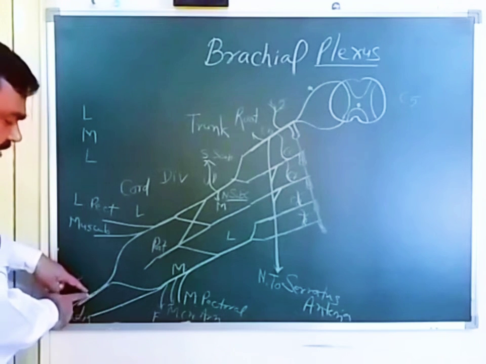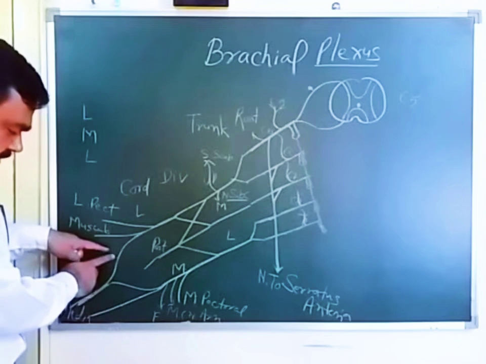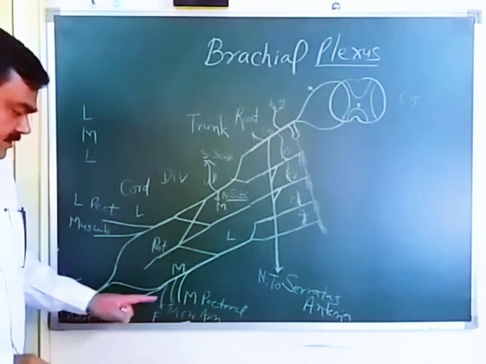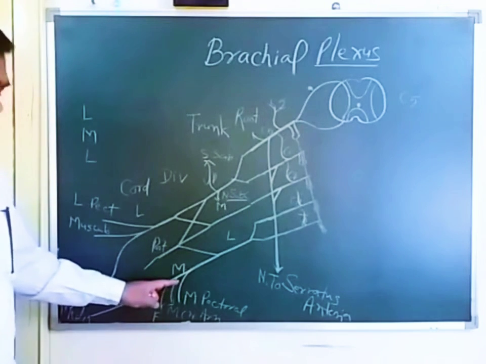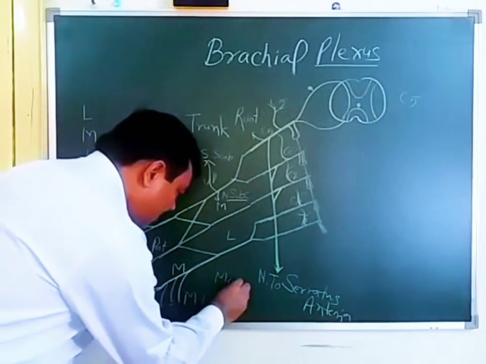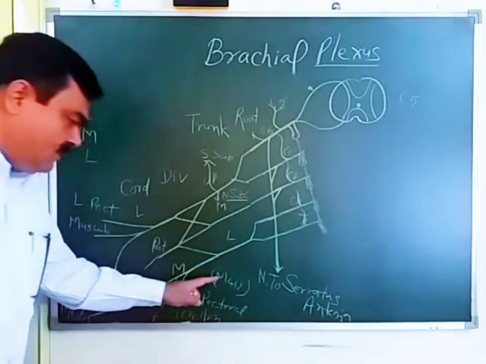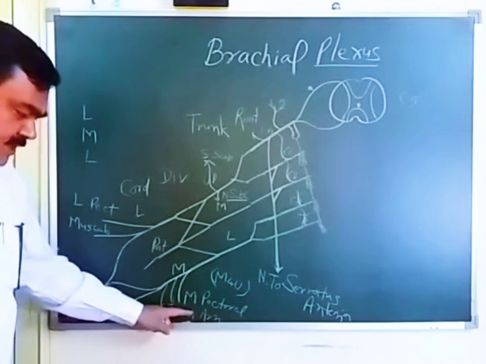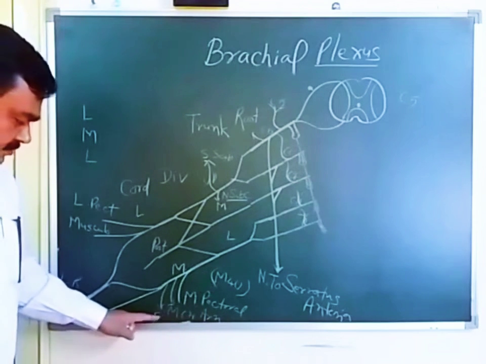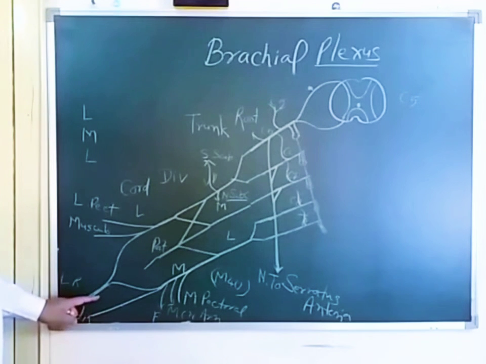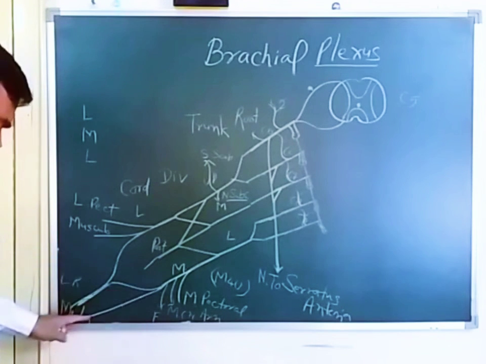So this is the median nerve. It has two roots, lateral root and medial. So medial cord gives 5 branches. You can remember by M4U. There are 4 M: medial pectoral, medial cutaneous nerve of arm, medial cutaneous nerve of forearm, medial root of median, and ulnar nerve.